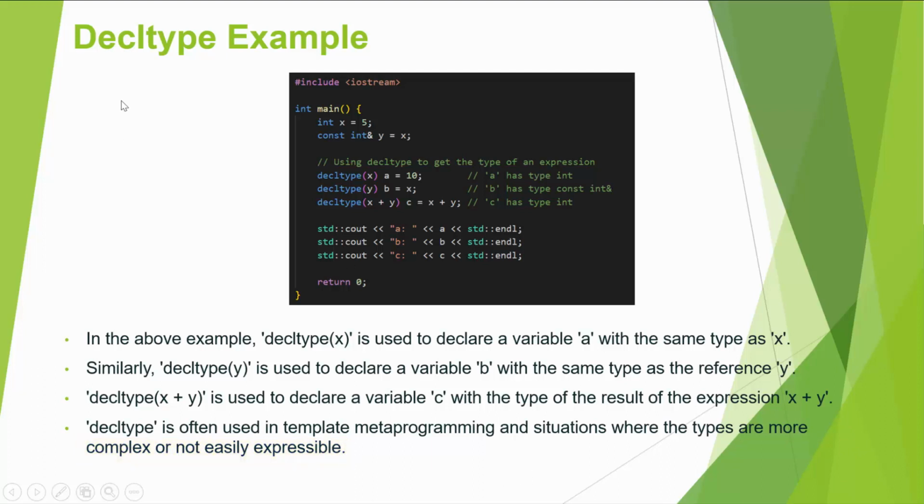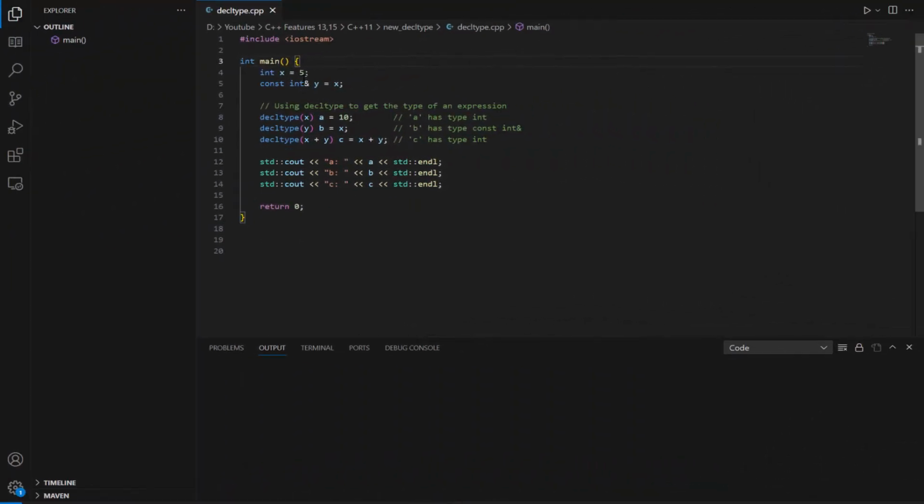Decltype is often used in templates, metaprogramming and situations where the types are more complex or not easily expressible. So as we have seen, decltype is a keyword which is used to deduce the type of an expression at compile time. So let's go ahead with the example and run this code. Now you can see I have used the same code as in the screenshot, and here we are using the same values. Let's run this code and check what the output is.